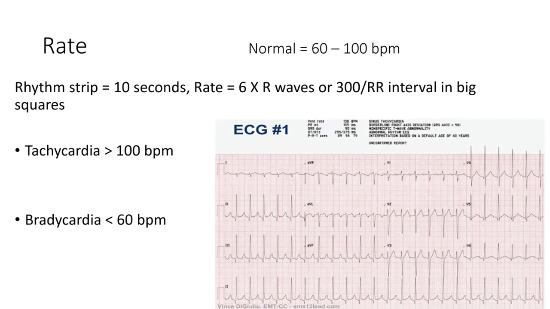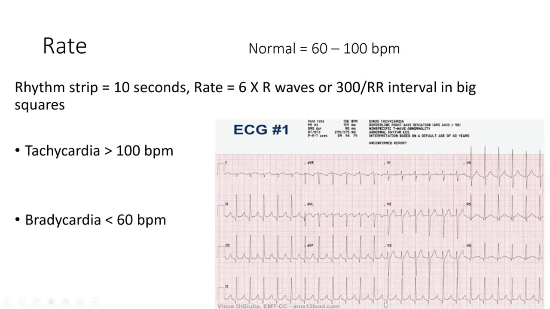So let's talk about rate. A normal rate is between 60 and 100 beats per minute. And we can calculate the rate using the rhythm strip, like I spoke about. There are two main ways which we can do this. We can firstly know that the rhythm strip is 10 seconds, and then count the number of QRS complexes we see in those 10 seconds and times by 6, to give you the number of beats per minute.